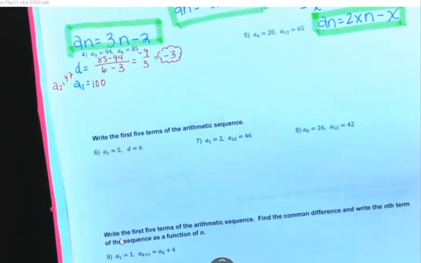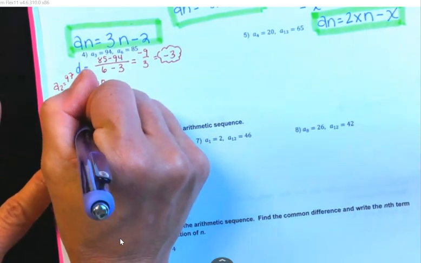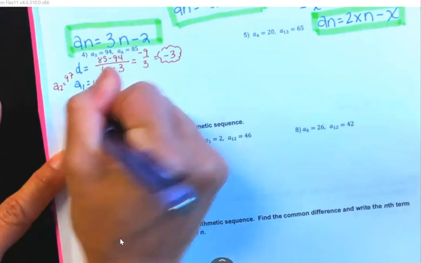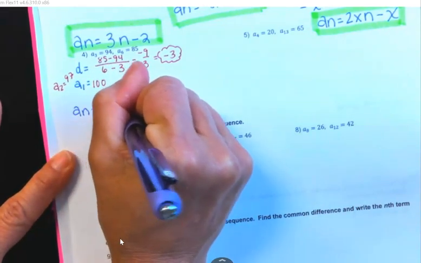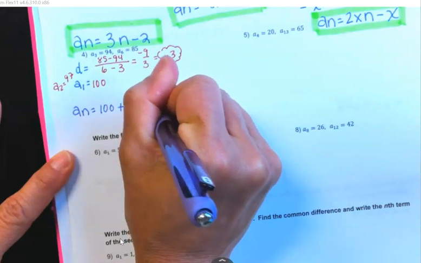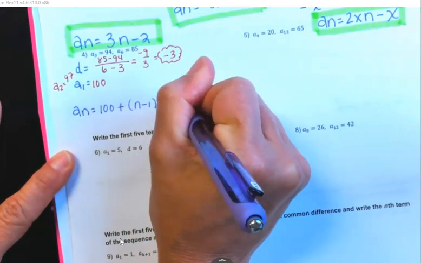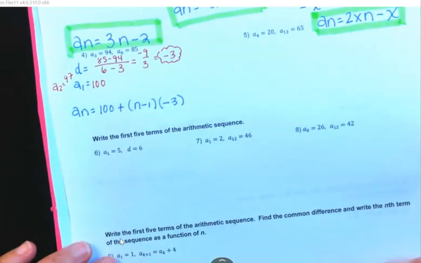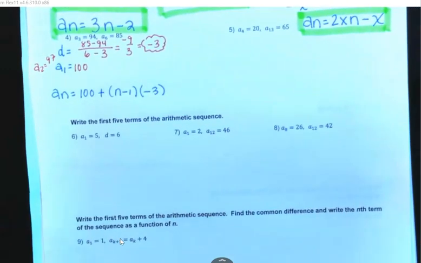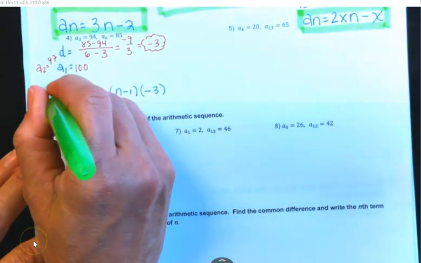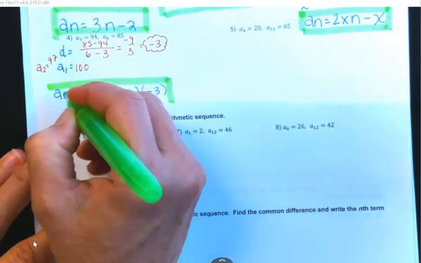All right, we've got everything we need then. This is going to be A sub n equals 100 plus n minus 1 times negative 3. All right, let's box this in.